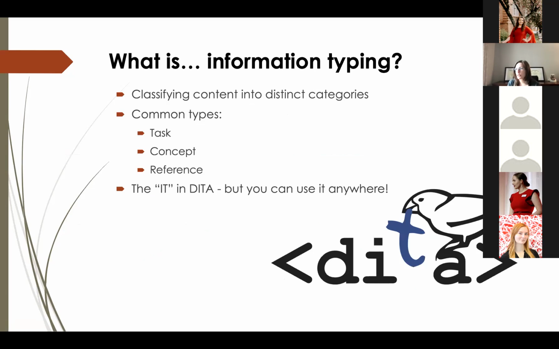Information typing. I'm sure you guys are very familiar with this. It's classifying content into distinct categories. It's the IT in DITA, Darwin Information Typing Architecture. Even though we don't use DITA ourselves, we use Markdown for our content, and then of course in the user interface, that's going to be code, we still apply many of the concepts from information typing. So we'll look at what are tasks, what are concepts, what is reference, and incorporate that into our content planning.